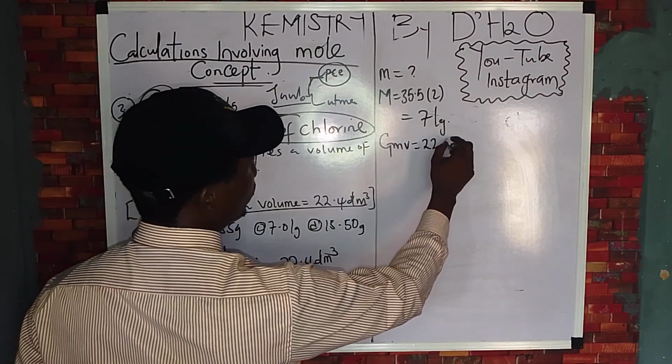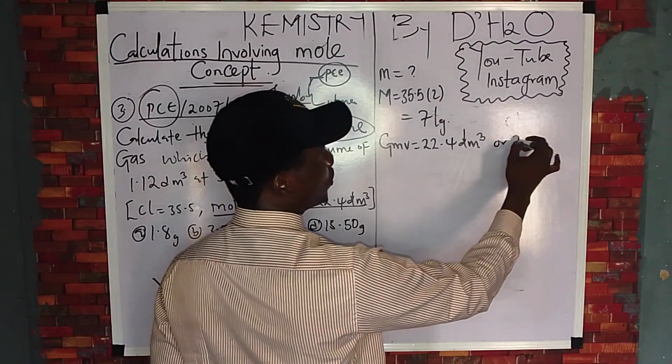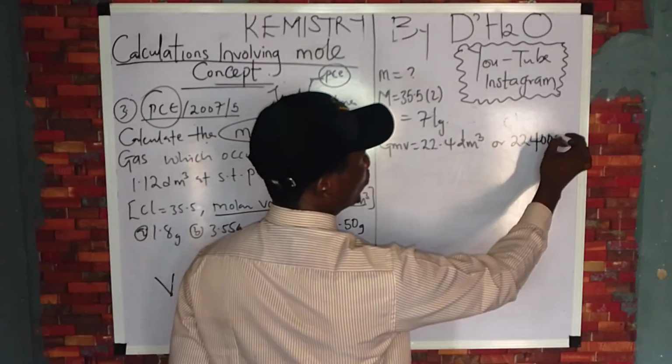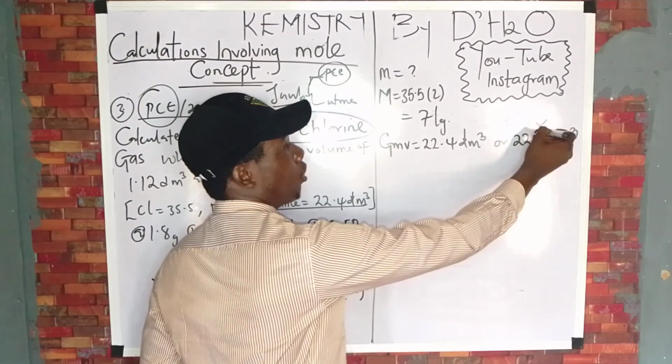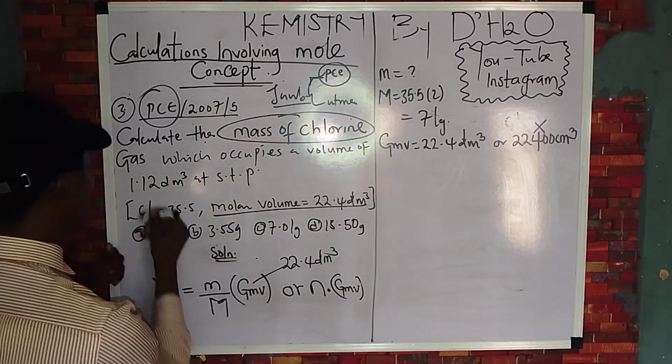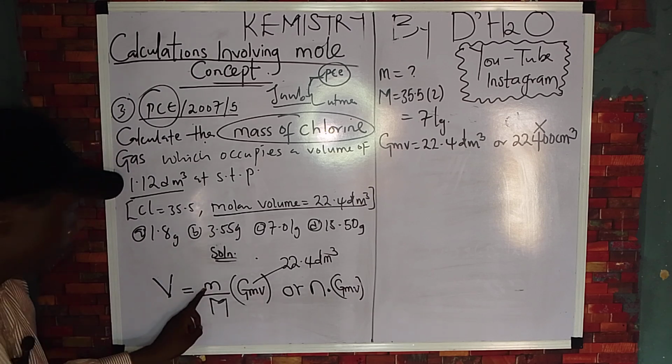It is 22.4 dm3. Remember, it can be in dm3 or cm3. Then it becomes 22400 cm3. But we are not working with this because the volume in the question was given to us in dm3. So what do we do now? We are looking for the mass.